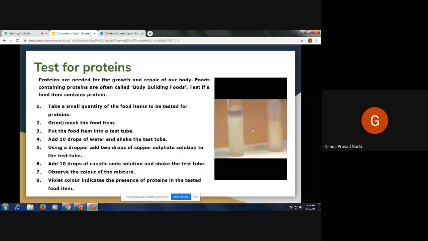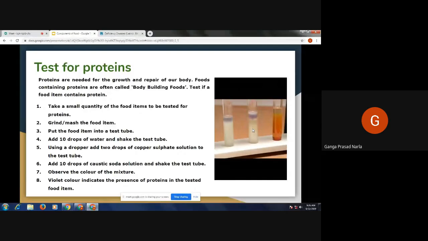If it is not turned into violet color, that food item does not contain proteins. Okay. That food item does not contain proteins. Thank you very much.